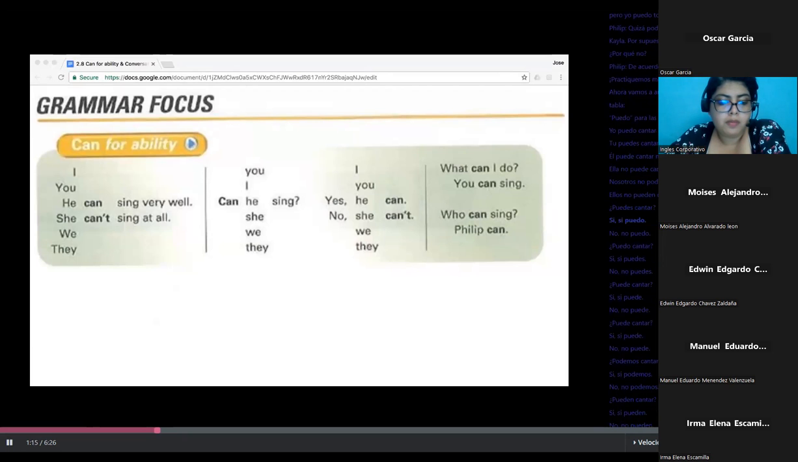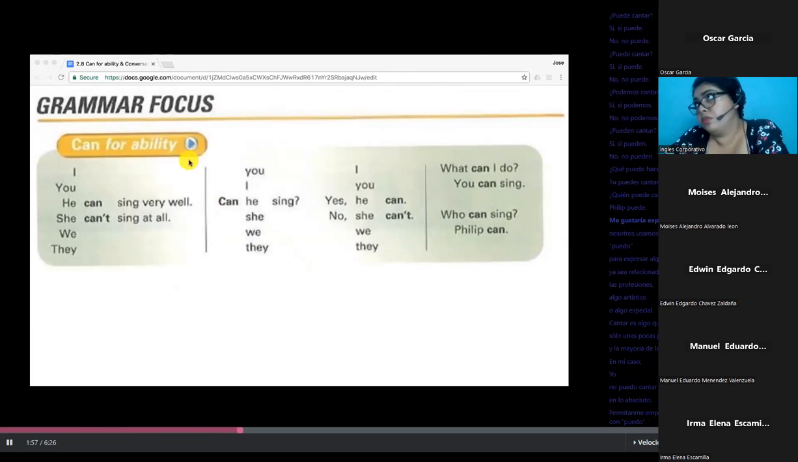Can you sing? Yes, I can. No, I can't. Can I sing? Yes, you can. No, you can't. Can he sing? Yes, he can. No, he can't. Can she sing? Yes, she can. No, she can't. Can we sing? Yes, we can. No, we can't. Can they sing? Yes, they can. No, they can't. What can I do? You can sing. Who can sing? Philip can.